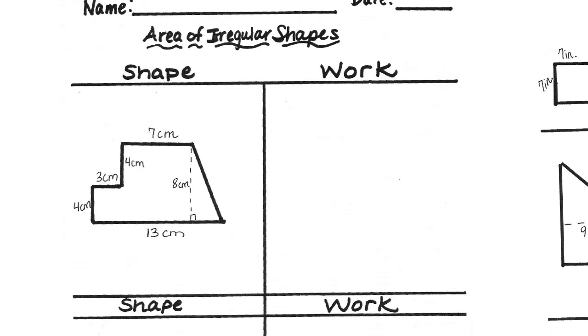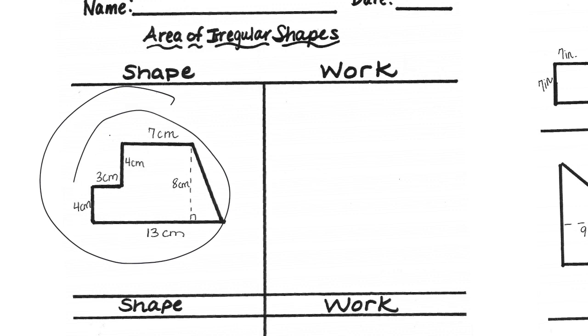All right, so in this one, we're talking about area of irregular shapes. So what do we mean by irregular shapes? Well, if you look at this first example here, this is an irregular shape, right? It's not just a square or a triangle or one of your basic shapes. If you look at it, it's a couple of different shapes added together.